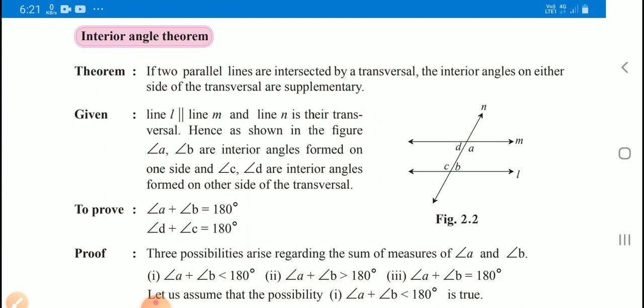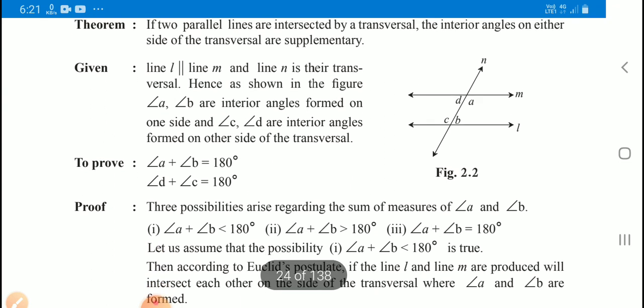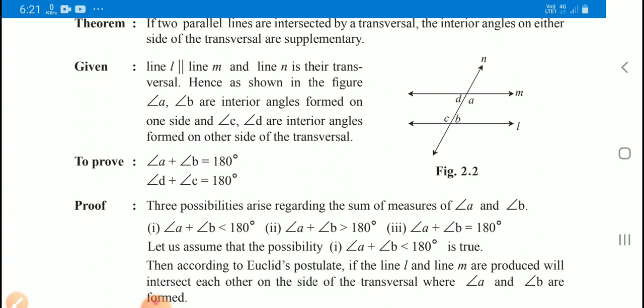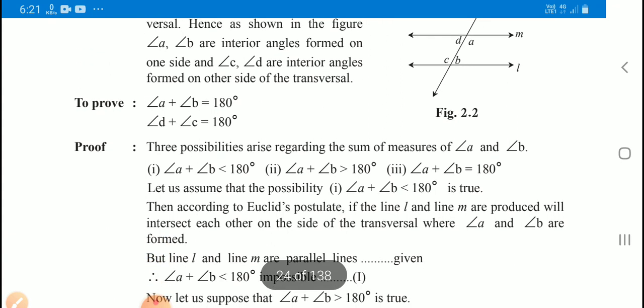Hence, as shown in the figure, here you can see that angle A and angle B is one pair of interior angles, and the other pair is angle D and angle C. Now here N is the transversal. Again I will read the given. Line L parallel to line M and line N is their transversal. Hence, as shown in the figure, angle A, angle B are interior angles formed on one side, and angle C, angle D are interior angles formed on the other side of the transversal.